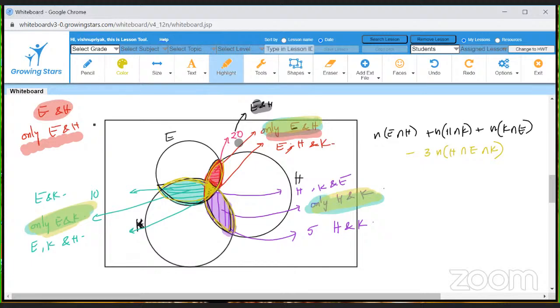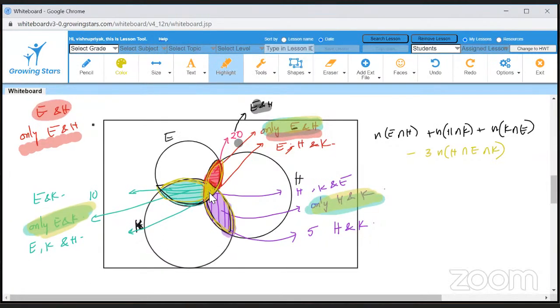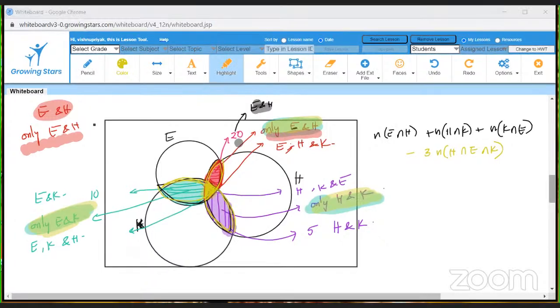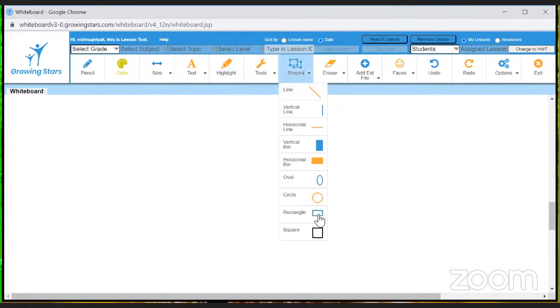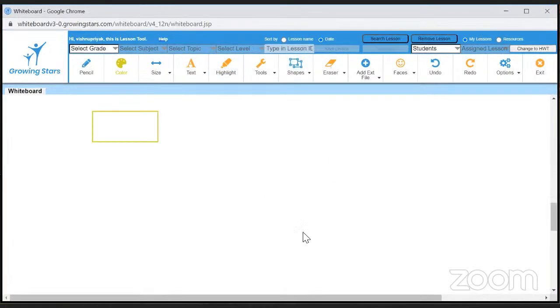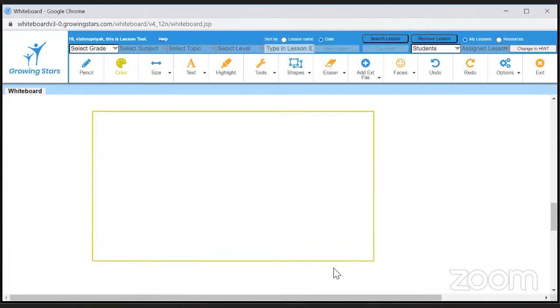Is this clear, Sagar? I'm subtracting this triangle region 3 times. Okay. The same concept I will explain to you in another way also, another case, another formula. Let me show you.